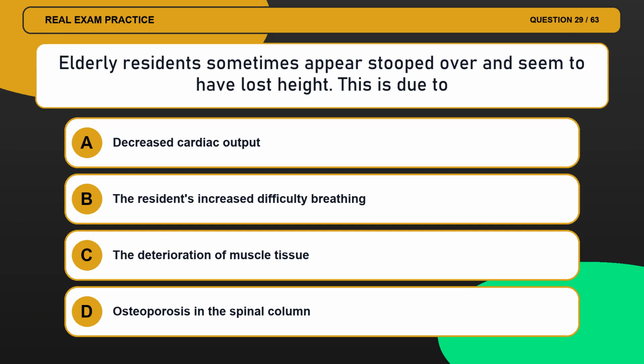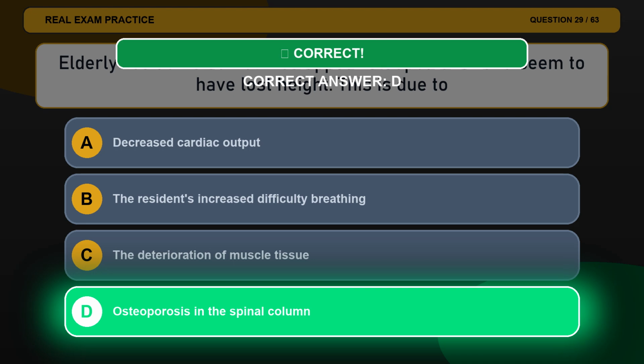Question 29. Elderly residents sometimes appear stooped over and seem to have lost height. This is due to Option A, decreased cardiac output. Option B, the resident's increased difficulty breathing. Option C, the deterioration of muscle tissue. Option D, osteoporosis in the spinal column. The correct answer is Option D, osteoporosis in the spinal column.